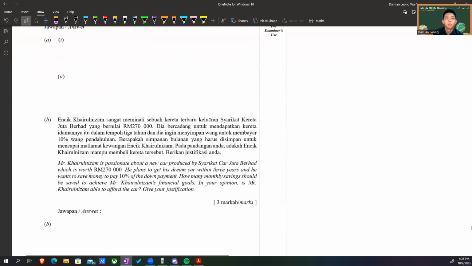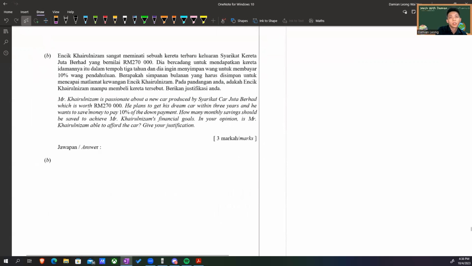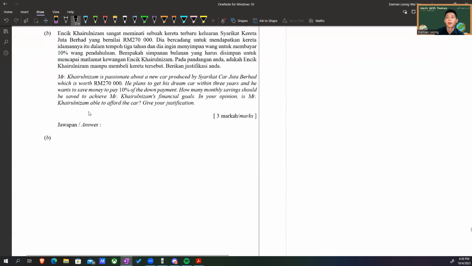Then B, Mr. Khairul Nizam is passionate about a new car produced by Syarikat Car Juta Berhad, 270,000 ringgit. So he plans to get the dream car within 3 years. He wants to save 10% of the down payment. Save money to pay 10% of down payment. So 10% of 270,000 means 27,000. How much money savings should be saved to achieve his financial goal?